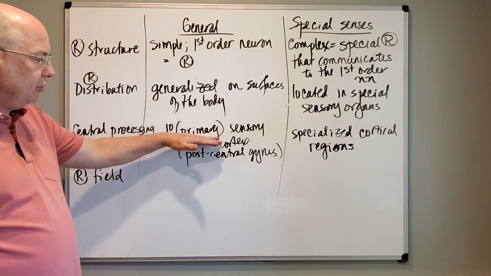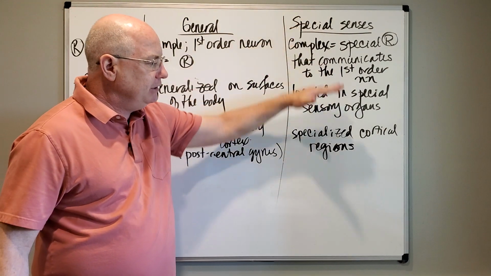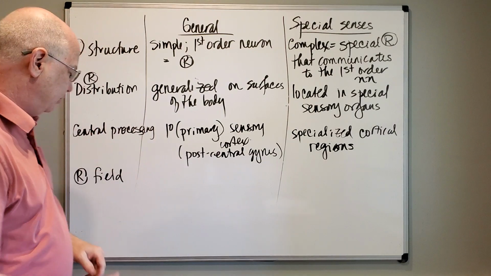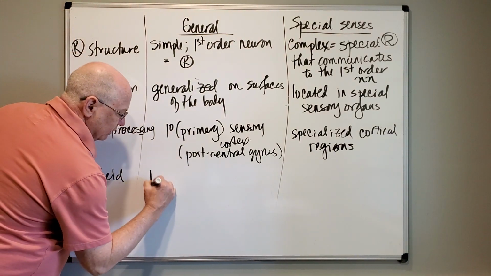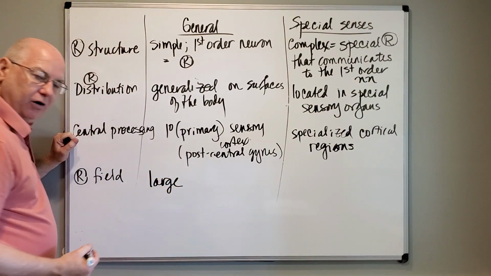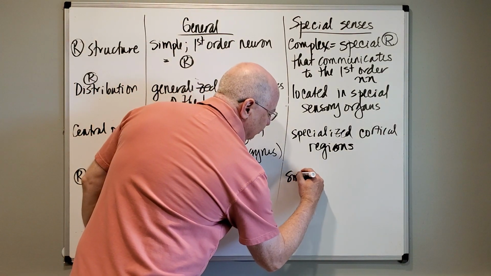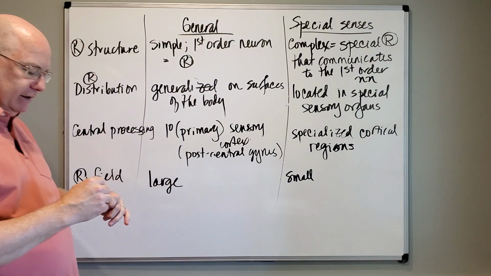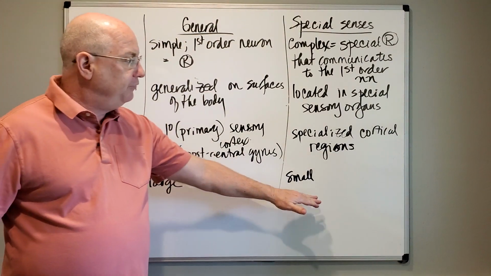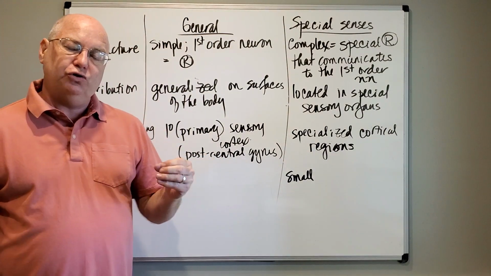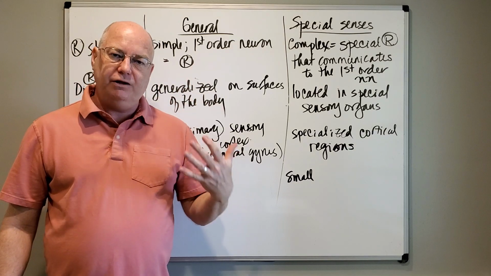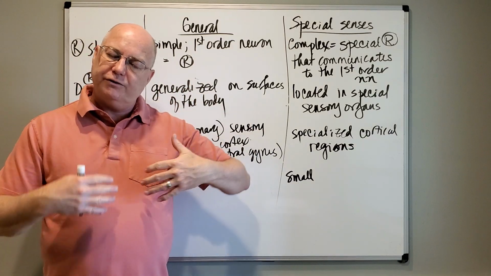So these all go to the same location. Each one of these has a special area that it communicates to. Finally, the receptive field. These are usually relatively large, not huge, but larger, and these are very small. In very many instances, the receptive field for the special senses is so small that you actually have to hit the neuron in order for it to fire.